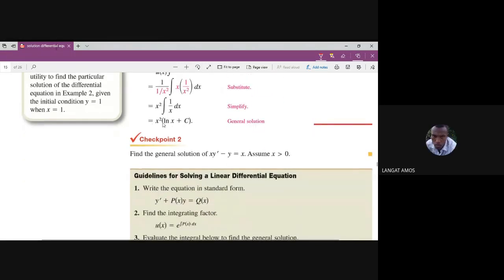This is the checkpoint. This is the checkpoint too. You have to do this one.